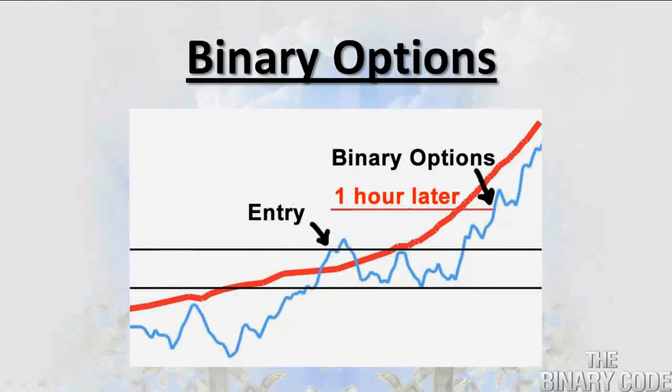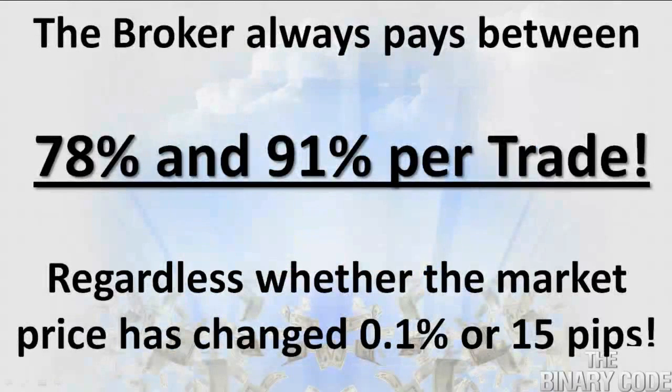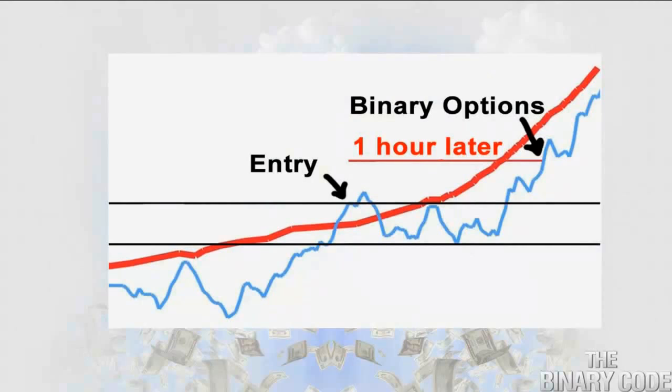Binary options work differently. There is only one introductory course and 81% profit per trade. Sometimes only 78%, but up to 91%. More importantly, however, no matter how many percent the price changes, the profit per trade is always between 78 and 91%. As a trader of binary options, you just have to decide where the course will be. For example, in an hour. Does that mean higher or lower than now?